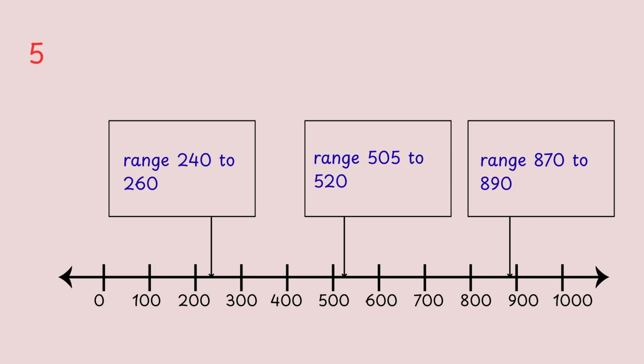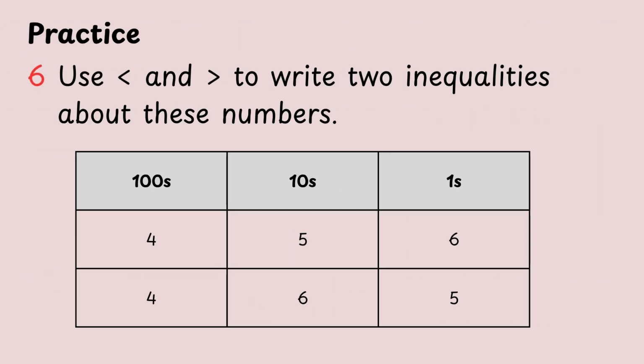So let's look at the last box. The arrow is pointing just a little bit before the 900 mark. So the target range here is 870 to 890. Practice. Question number 6. Use a symbol of less than and greater than to write two inequalities about these numbers.